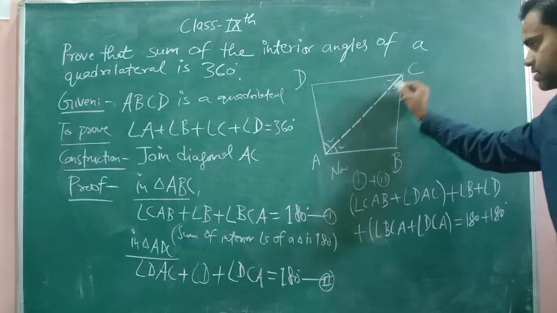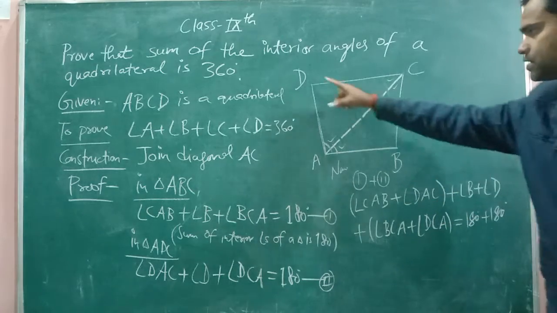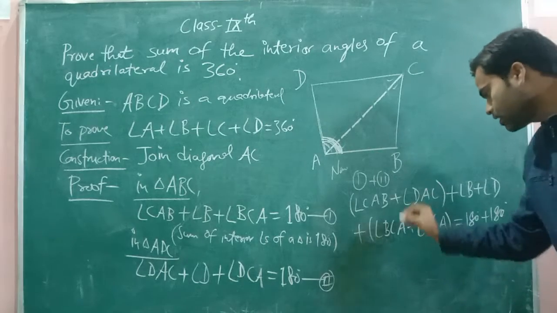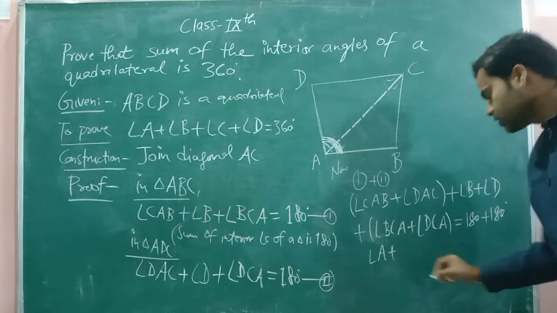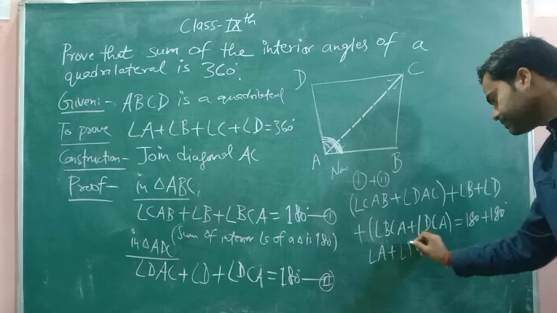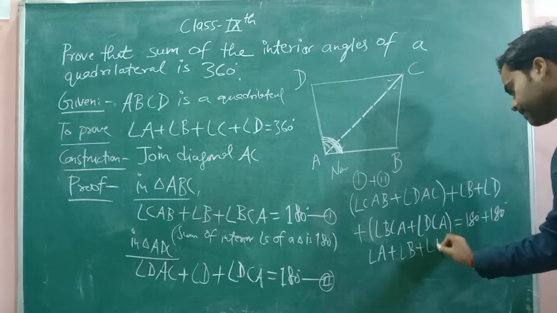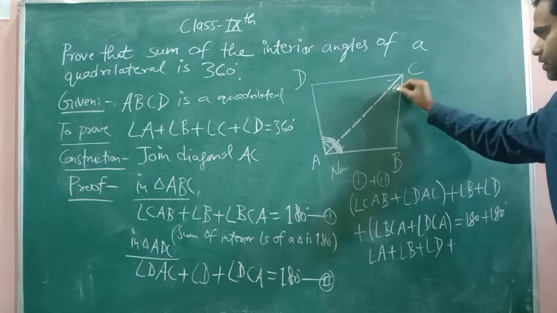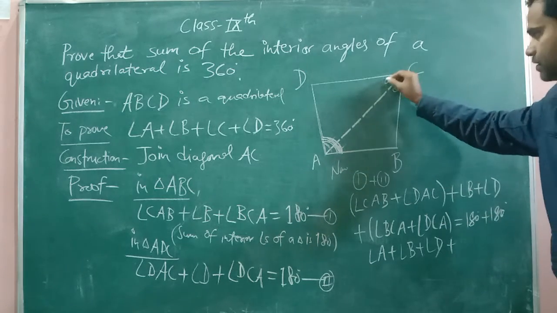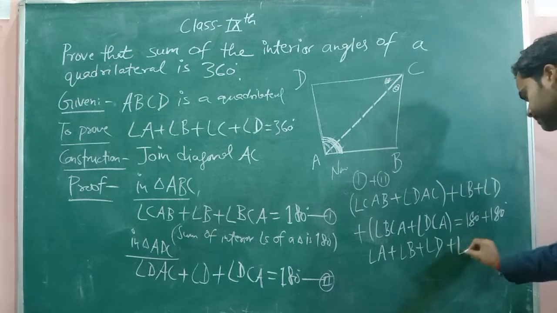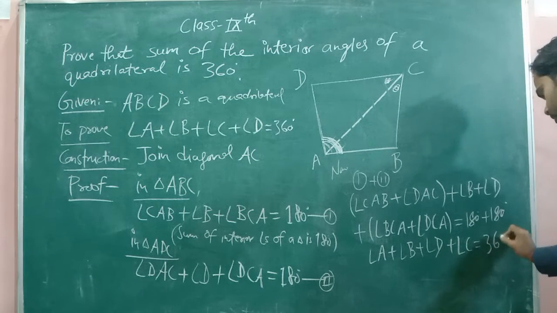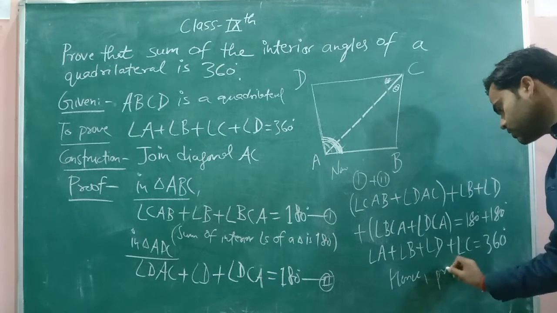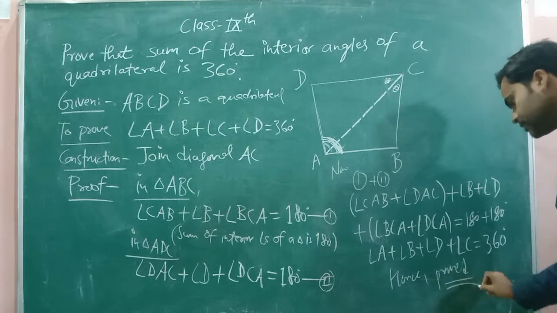Now observe it. CAB plus DAC is nothing but angle A. Angle A plus angle B plus angle D plus, BCA plus DCA is equal to angle C. Hence proved. The sum of interior angles of a quadrilateral is 360 degrees.